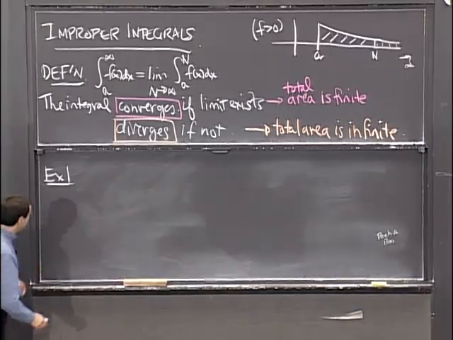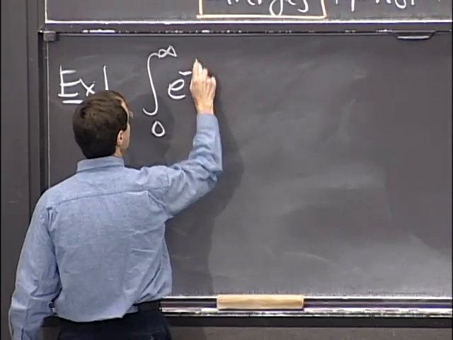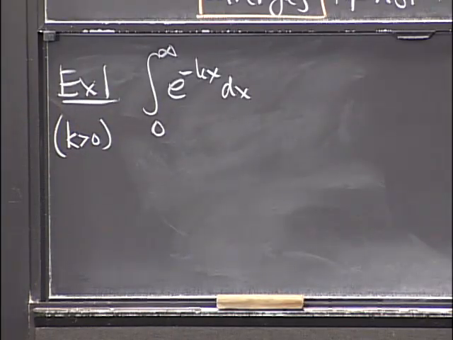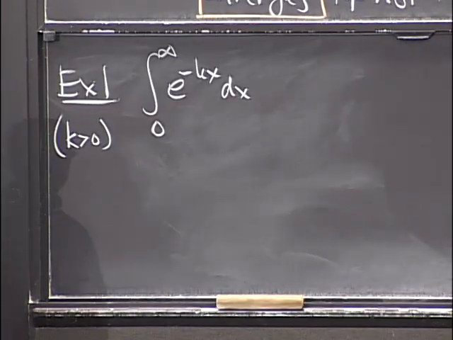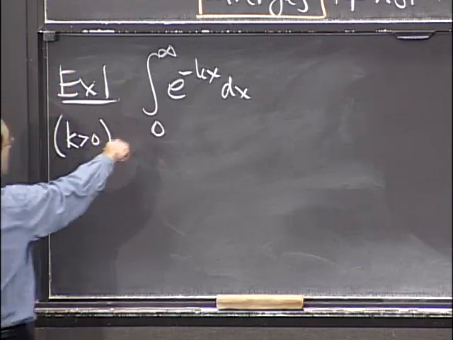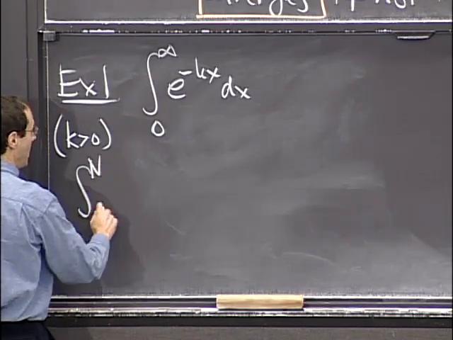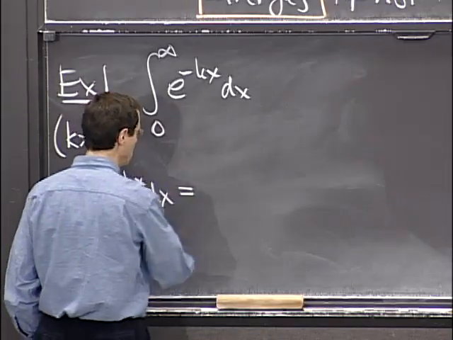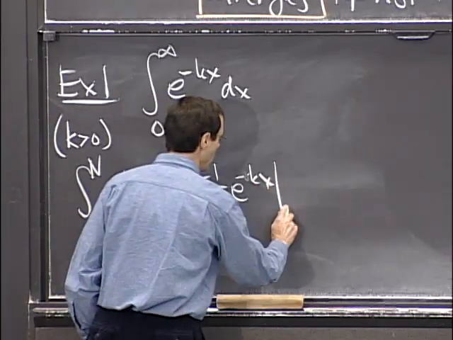The first example is the integral from 0 to infinity of e to the minus kx dx, where k is going to be some positive constant. This is like the most fundamental, by far, of the improper integrals. Now, in order to handle this, I need to check the integral from 0 up to N of e to the minus kx dx. Since this is an easy integral to evaluate, we're going to do it. It's minus 1 over k e to the minus kx, that's the antiderivative, evaluated at 0 and N.